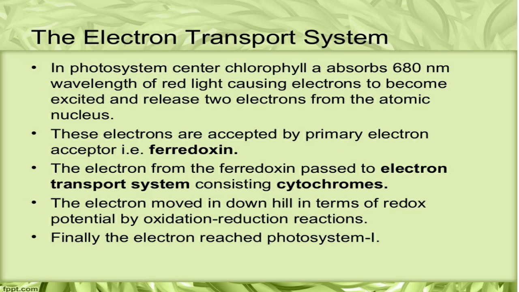The electron transport system. In the photosystem center, chlorophyll A absorbs 680 nanometer wavelength of light, red light, causing electrons to become excited and release 2 electrons from the atomic nucleus. These electrons are accepted by the primary electron acceptor, that is ferredoxin. The electron from the ferredoxin passes to the electron transport system consisting of cytochromes. The electron moves downhill in terms of redox potential by oxidation reduction reactions. Finally, the electron reaches photosystem 1.